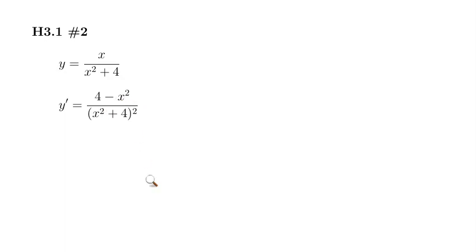So you end up getting 4 minus x squared. To find the critical numbers, we're going to set this equal to 0. Since you want the fraction to be 0, we make sure that the numerator is 0. So 4 minus x squared is equal to 0. Then since 4 is actually 2 squared, I can rewrite that. 4 is 2 squared.